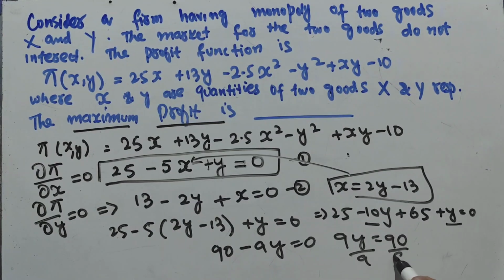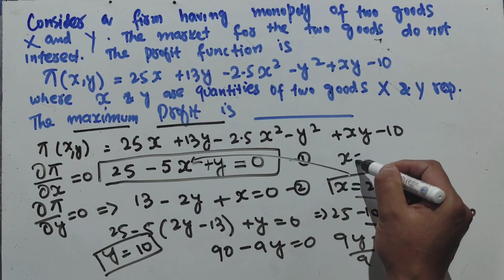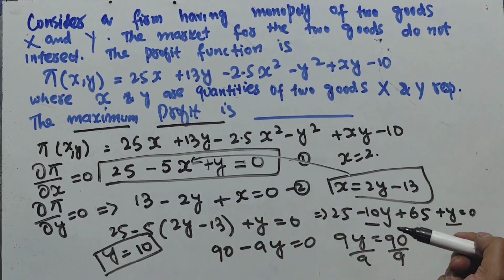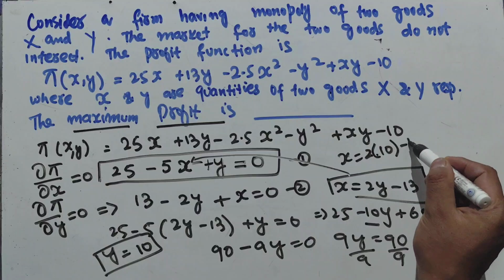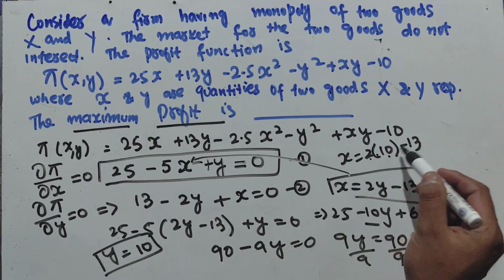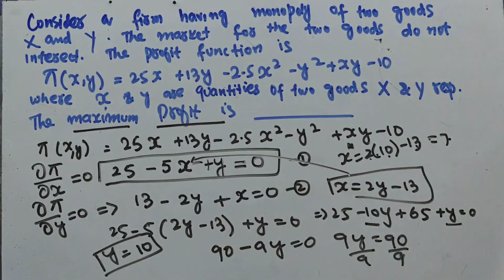Dividing both sides by 9, y should be equal to, okay, so we got y is equal to 10. But what about x? Now plug y is equal to 10 in this, so x will be equal to 2 times the value of y, 10, minus 13. So 2 tens are 20 minus 13, which is equal to 7. So optimal quantities of good x is 7 and of good y is 10.